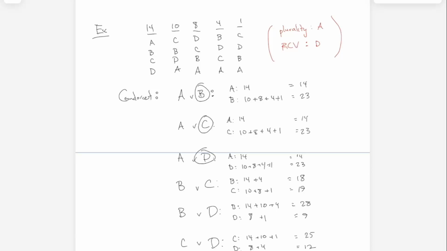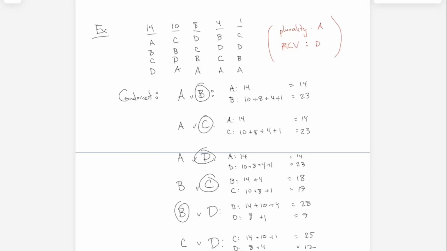All right, can we talk about them? I'm not any better at adding numbers up than you are, so I may have screwed some of these up. But for B versus C, I got 18 for B and 19 for C. Anybody agree? Yes, so C is the winner of this comparison. B versus D, I got 28 and 9. They are nodding their heads, which means they agree. So B is the winner of this comparison.